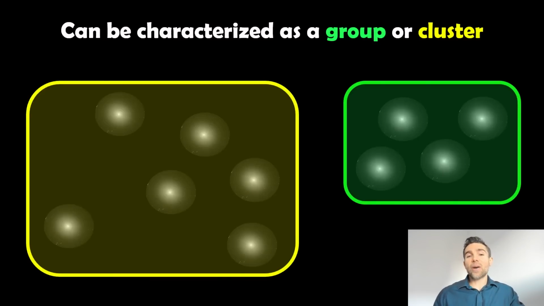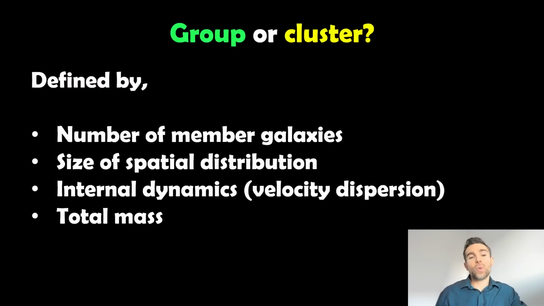So, how do we characterize whether it's a group or a cluster? There are a few ways we can define when it's a galaxy group and when it's a galaxy cluster. In order to define that, we can use these things here. We can count the number of member galaxies, and that can be a threshold for whether it's a group or a cluster. Small amounts might be one, bigger amounts might be the transition point into the next classification.